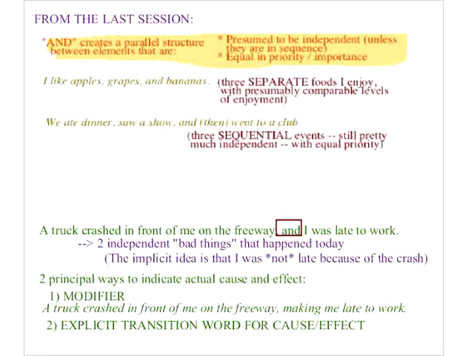So, "A truck crashed in front of me on the freeway, and so I was late to work." So you have the transition word "so" in here. Even though you have the word "and," what you achieve by adding in this extra transition word is you transmit the idea that there is cause and effect.